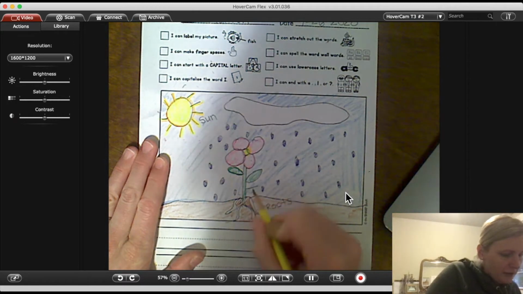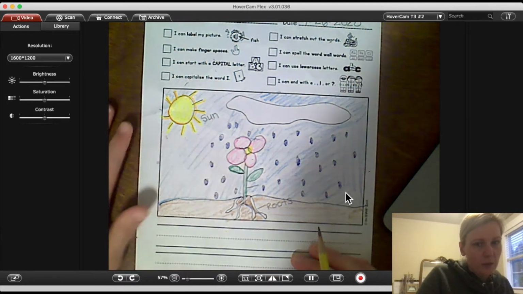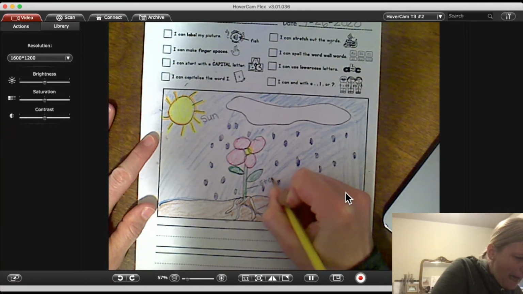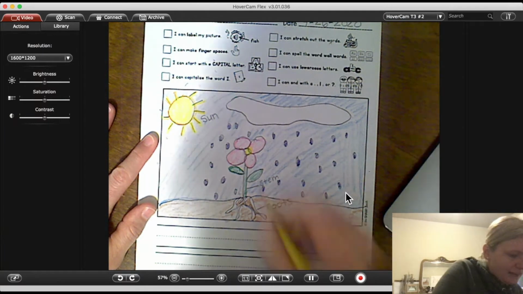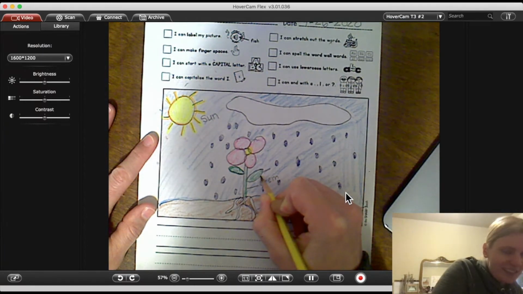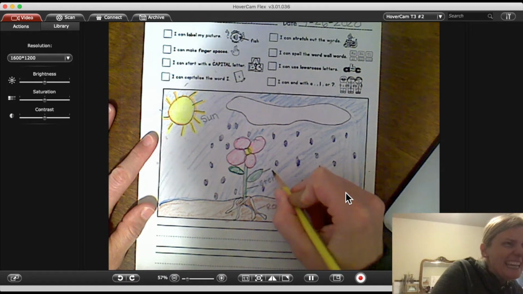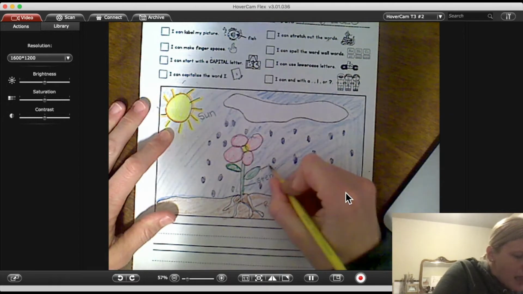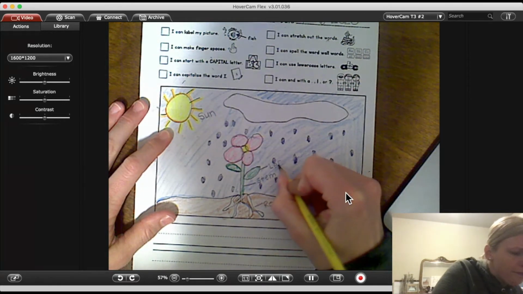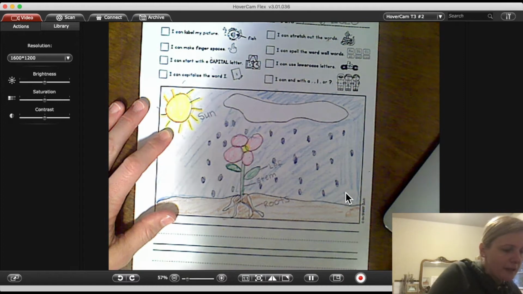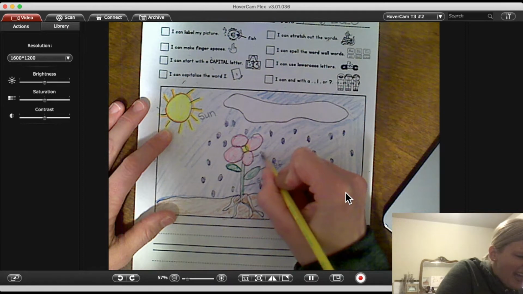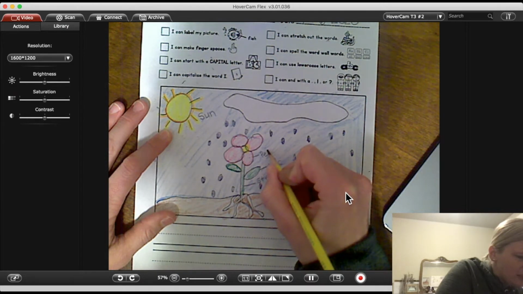Right here, this part of the flower that goes up from the roots, that's called the what? The stem. You're right. Next up, this is the leaf. You're right. Leaf. E. Using my kid spelling. This is, what part of the flower is that? It's a petal. Petal.